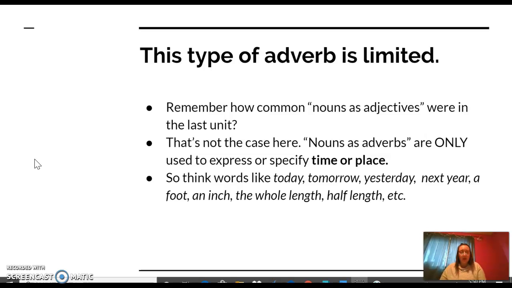And the easiest way to truly understand this is just thinking about the only ways that adverbs can be used when they are nouns: time, place. That will help you, because you're never going to get mixed up if you know that these only fall into certain categories.